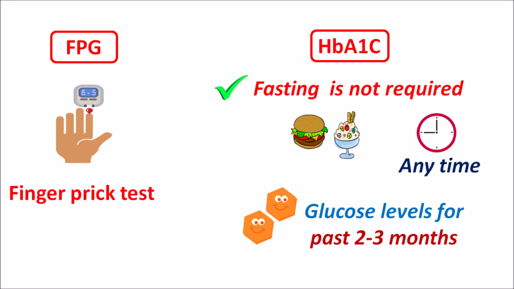Actually, this test is not a direct measurement of glucose. Instead, it involves the estimation of glycated glucose levels. That's why it is not affected by fluctuations of glucose within the day and it is not affected by intake of food. That's why nowadays HbA1c is getting more importance in diagnosis of diabetes and pre-diabetic stages.